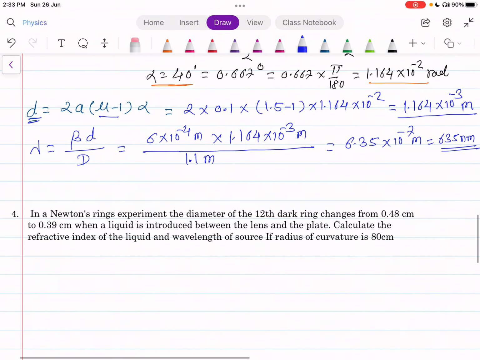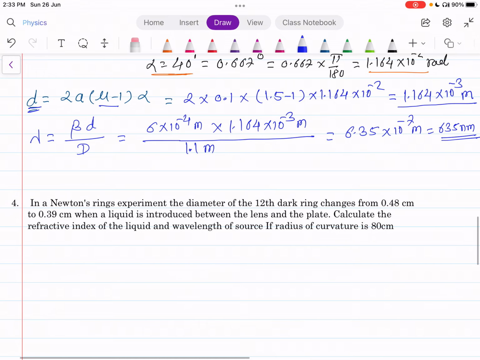Then numerical number 4. It is on the Newton's ring. In a Newton's ring experiment, the diameter of the 12th dark ring changes from 0.48 centimeter to 0.39 centimeter when a liquid is introduced between the lens and the plate.